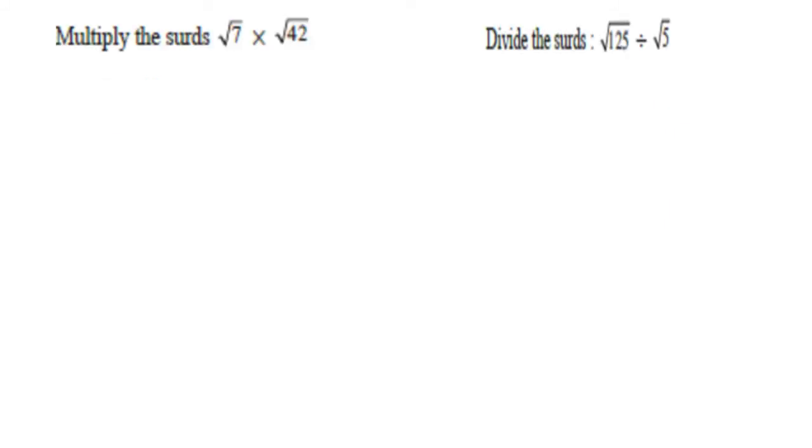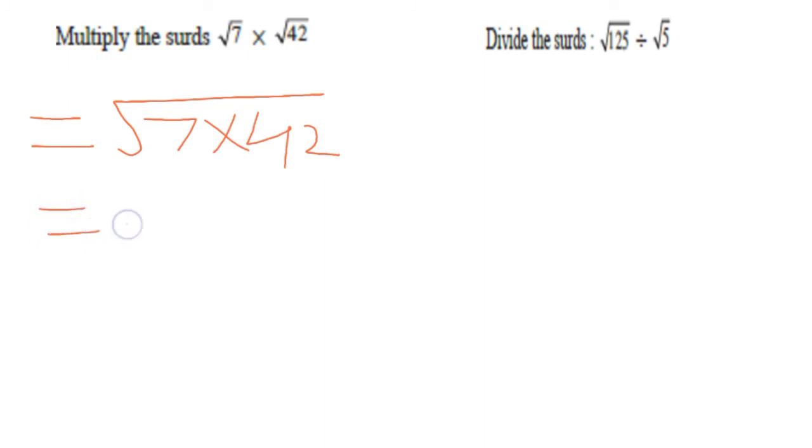Next example, multiply the surds. Root 7 into root 42. Order of the surds are equal. It can be written as square root of 7 into 42 is equal to, multiply these two numbers, 7 2 is 14, carry 1, 7 4 is 28 plus 1, 29, means answer is 294.